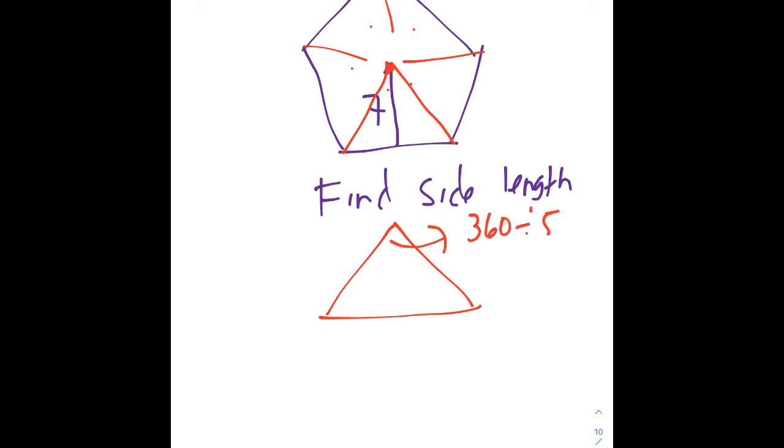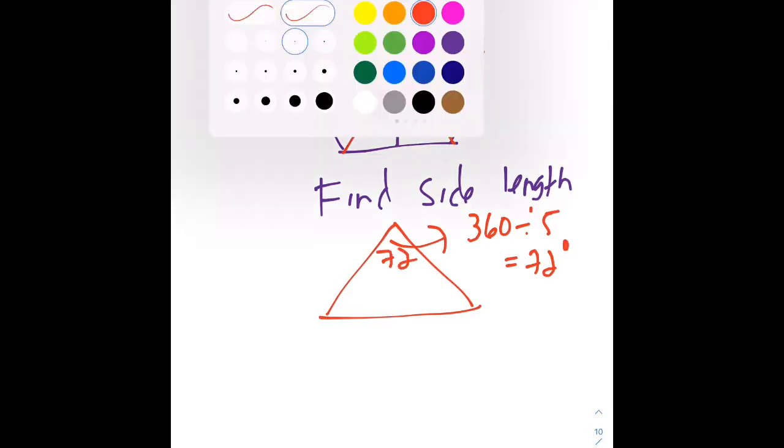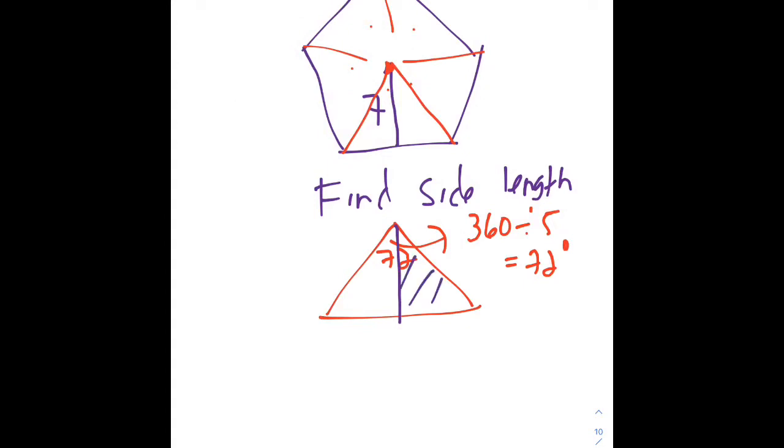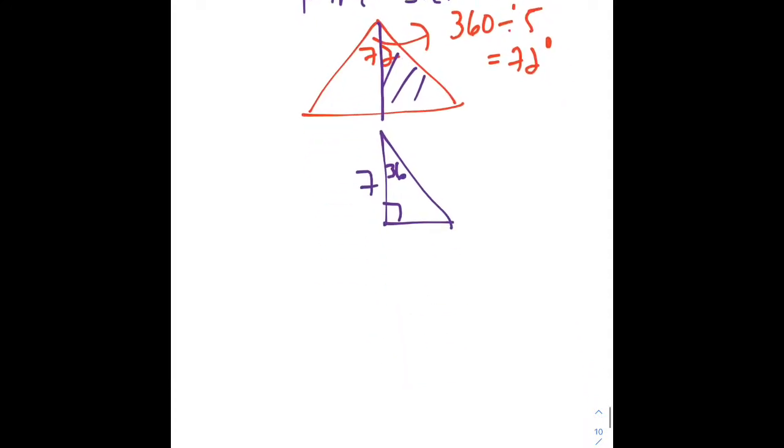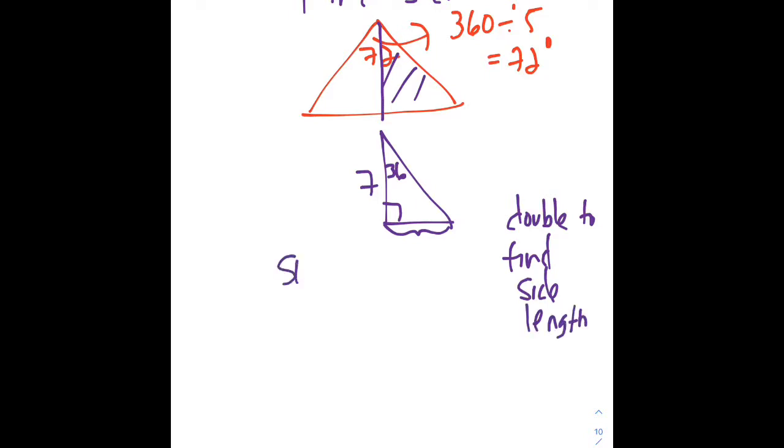So 360 divided by 5 gives me a 72-degree angle. Then I need to cut it in half, and let me just redraw that triangle. Well, that would make this a 36-degree angle. The problem gave us that the apothem was 7, and my goal is to find this length and then double it to find the whole side length. All right, so how am I going to do that? I'm going to use SOHCAHTOA. All right, this is opposite, this is adjacent, so that means we're going to use tangent.